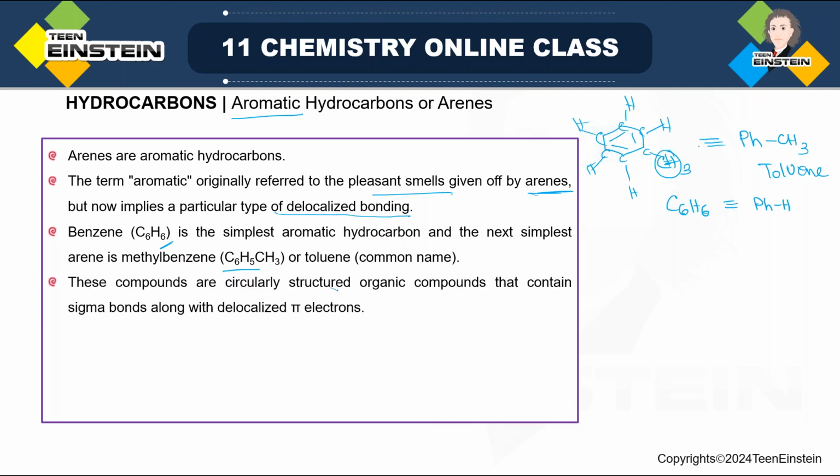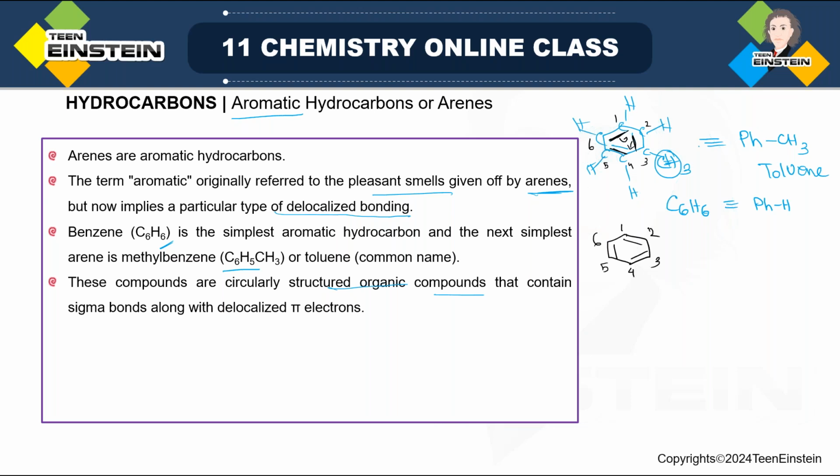So these compounds are circularly structured organic compounds that contain sigma bonds along with delocalized pi electrons. Why are we calling it delocalized? Because these double bonds, their positions are not fixed. They can exchange their positions. Suppose I am numbering this as 1, 2, 3, 4, 5, 6. When they exchange their positions, in the new structure that I draw, keeping the carbon numbers the same, compare with the previous structure. In the previous structure, you have bonds between 1, 6, 2, 3 and 4, 5. But now it is between 1, 2, 3, 4 and 5, 6. So it has changed its position when you keep the carbon numbering the same.